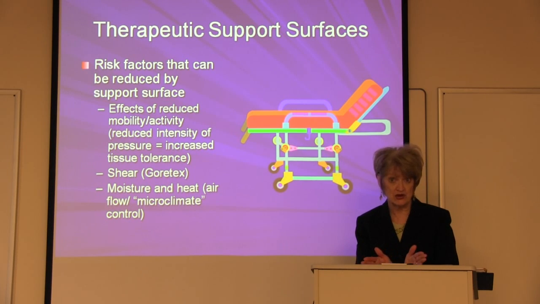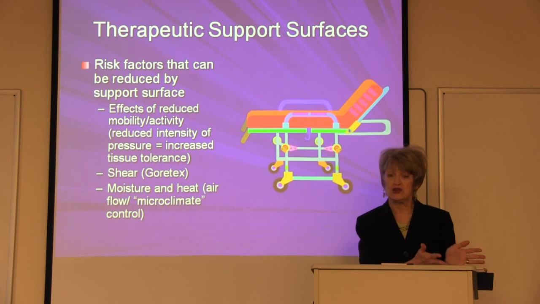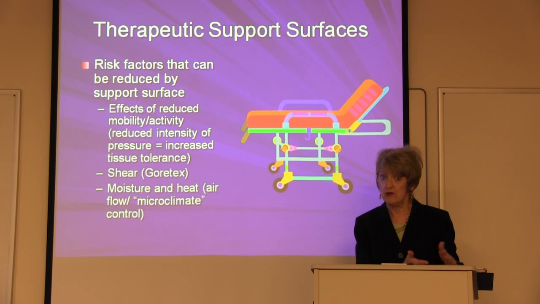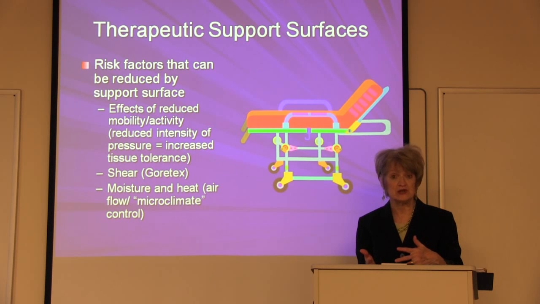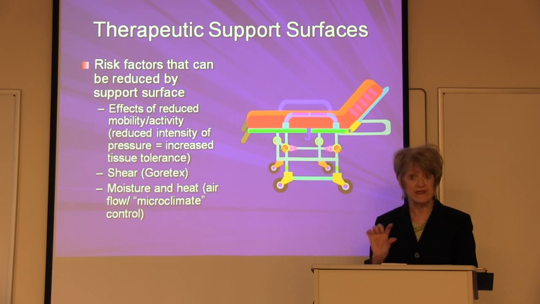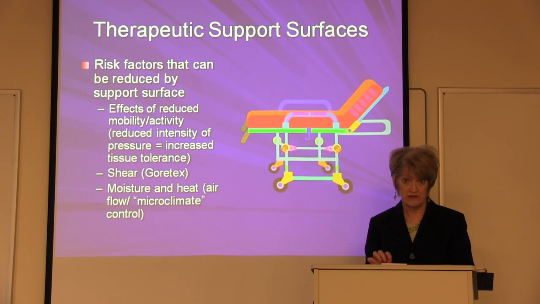So putting the patient on a conformable surface goes a very long way toward reducing the risk of tissue ischemia and allowing you to protect that patient with less frequent repositioning. So a patient who might need hourly repositioning on a non-conformable surface can be repositioned every 2 to 4 hours on a conformable surface. So that's the most important risk factor addressed by therapeutic support surfaces. But there are two others.